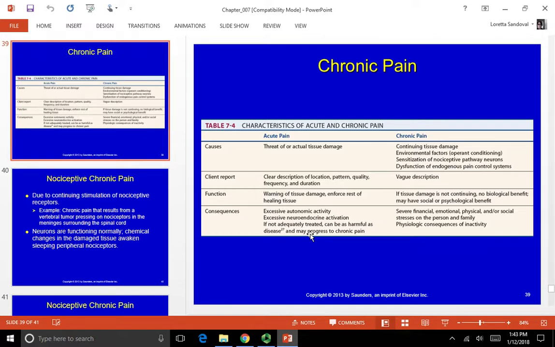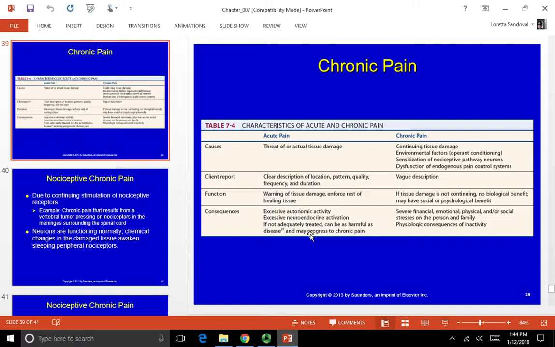With acute pain, the client reports a clear description of location, pattern, quality, frequency, and duration. With chronic pain, it's a vague description. So pain can be diffuse, it can be moving around, it's not the same pattern. A lot of times we'll ask people what relieves their pain, what causes their pain, and with chronic pain, it's a vague description. It can be anything.